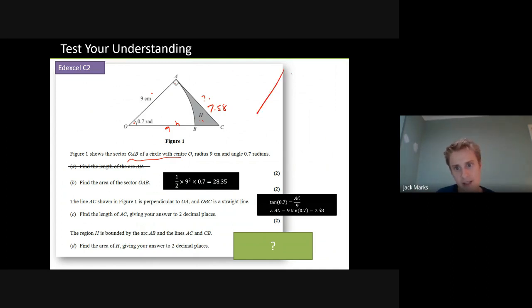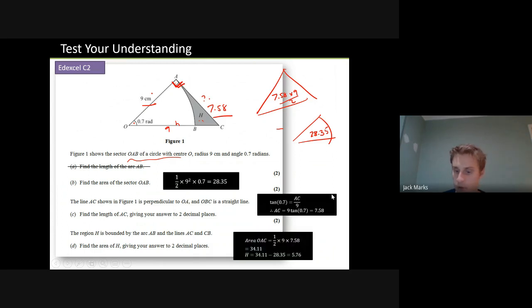So I'm looking at this and I'm seeing a triangle that needs to have a sector removed. Well, I know what the sector is. It's 28.35. Do I know what the triangle is? No, but I could work that out. Could you do something complicated? Probably, but look, it's a right angle triangle. Let's be sensible. Let's save time. Base times perpendicular height divided by 2. So if you just do 7.58 times 9 over 2, and then you subtract this number, you should get the answer, 5.76.